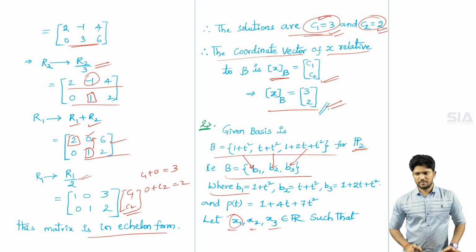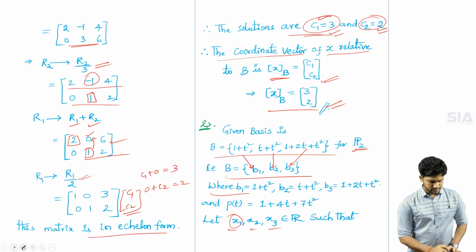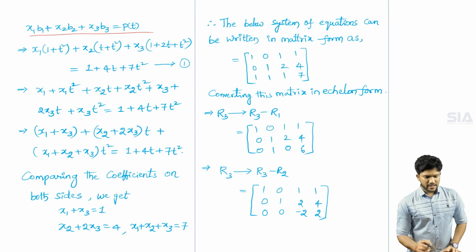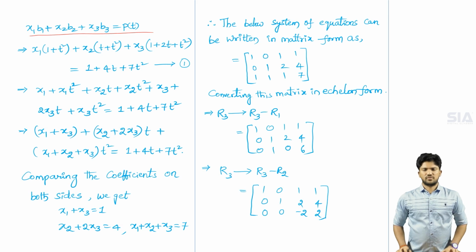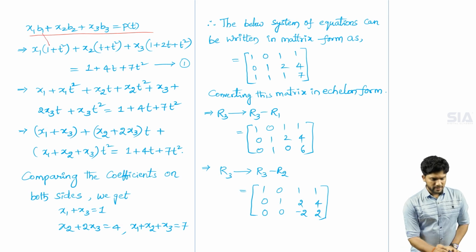x1, x2, x3 belong to the real numbers such that we apply the linear combination: x1 b1 plus x2 b2 plus x3 b3 is equal to p of t. Substitute the corresponding values.